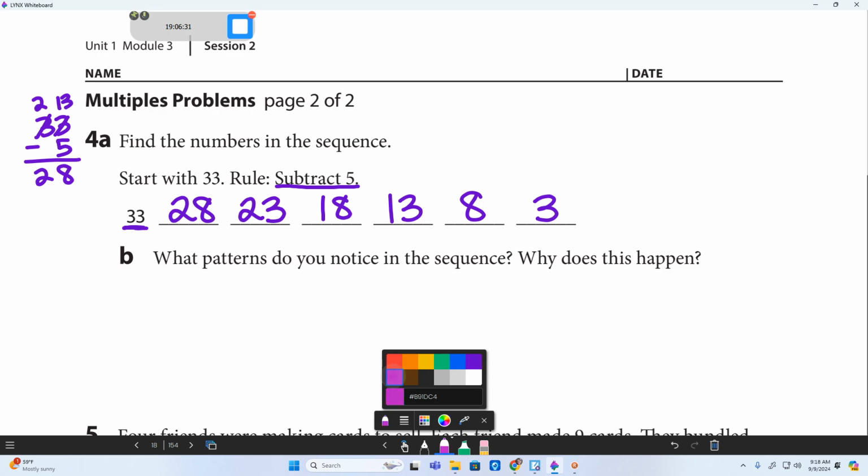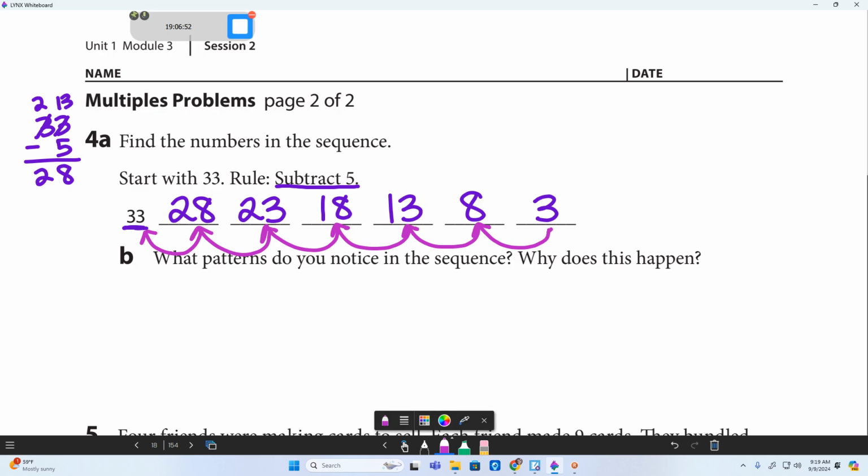Also, a lot of kids find adding easier. So start at the end and add. Is 3 plus 5 8? Yep. 8 plus 5 is 13. 13 plus 5 is 18. 18 plus 5, yep, is 23. 23 plus 5 is 28. And 28 plus 5 is 33. So sometimes looking at it backward can be helpful too.